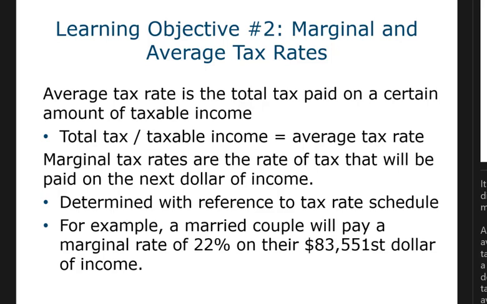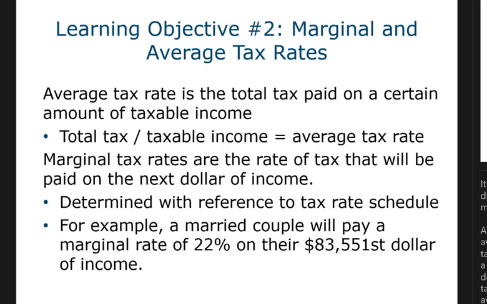But the marginal tax rate in a progressive system is going to be different than the average, because the average considers what rate you paid on all your income. Marginal tax rate is only what rate you are paying on the next dollar. So what tax bracket are you in, for instance?